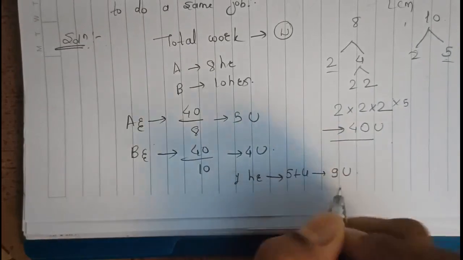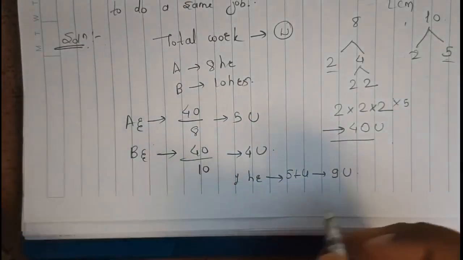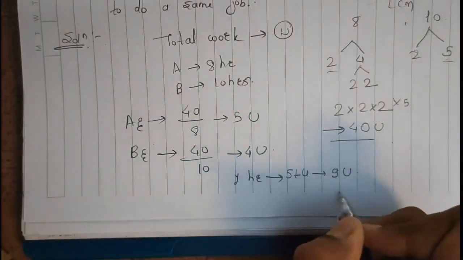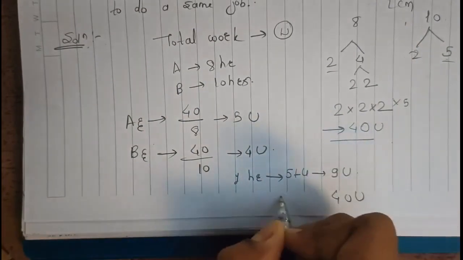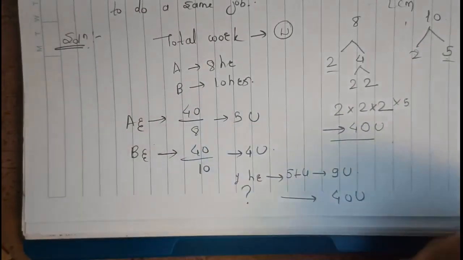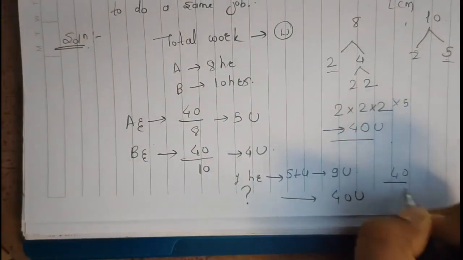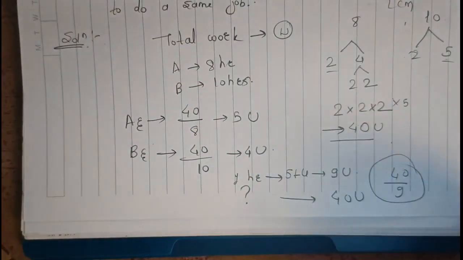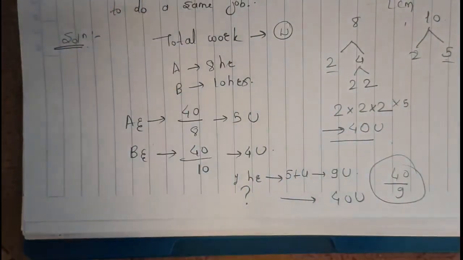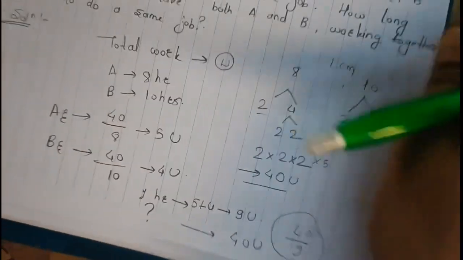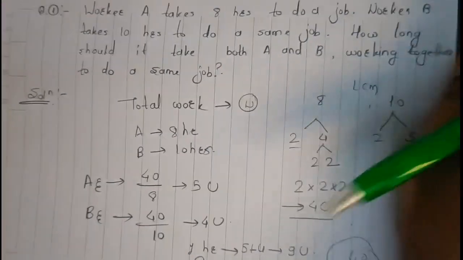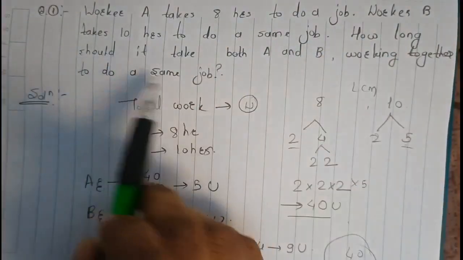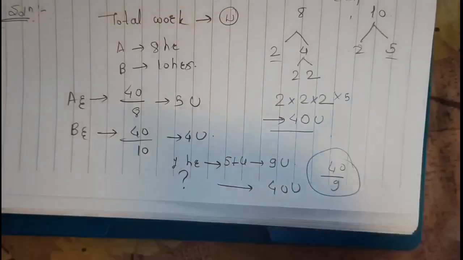So in 1 hour A and B together can perform 9 units. So to complete this total 40 units, if they are working together, how many hours are required? Which is 40 upon 9. So this is our first question's answer. So 40 upon 9 hours would be required to do the same job, right? So A and B working together to do the same job would require 40 upon 9 hours.